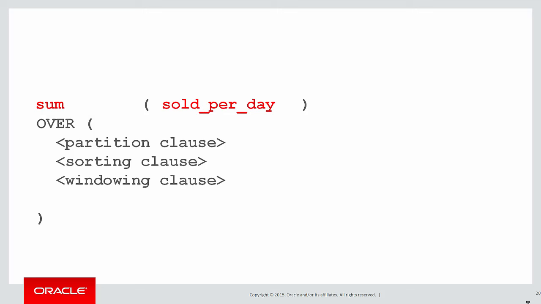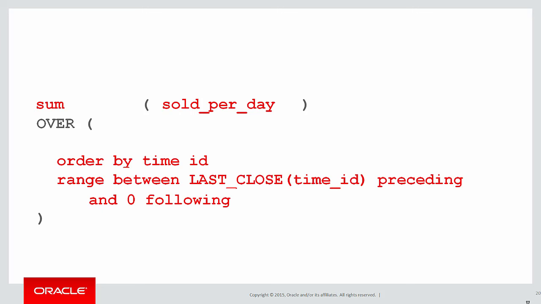We're summing up how many sales we had per day. We don't need a partition clause because we're using the whole table. The sorting clause, we're going to order by time ID, the date of the sale, and the windowing clause, where we can use our newly created PL/SQL function. We're going to range between the last close PL/SQL function call, passing in time ID, and the current row, or 0 following. But you can see the window is now dynamic. It's not set in the syntax, it will dynamically change depending on what the last close function returns when we pass it in the time ID.